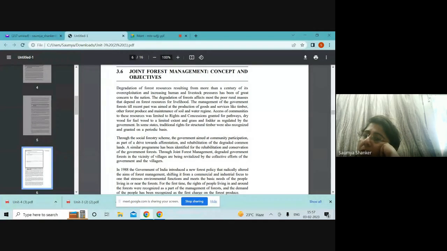Now we will talk about joint forest management, and this is unit 3.6. As we definitely understand, once forest land and forest resources get degraded, the degradation has raised concerns of the government.